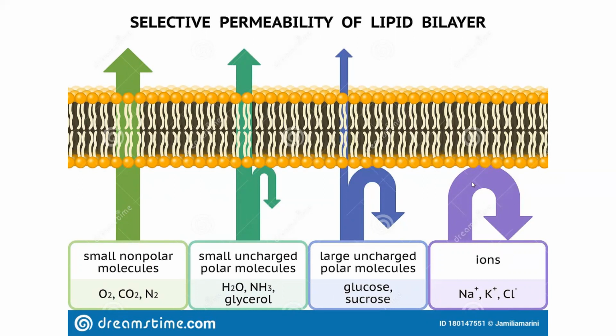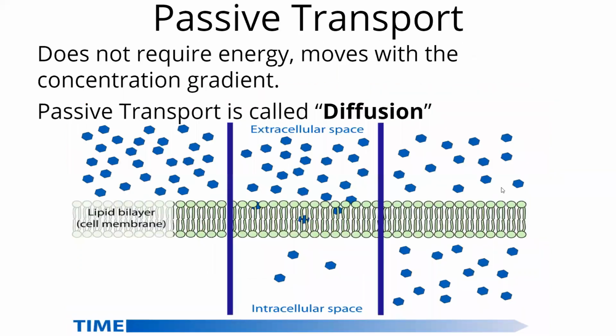But ions cannot. Ions are charged. Because they are charged, they cannot get through this hydrophobic center here. Really, really polar. So they are not going to get through it at all. If you need to get ions across, you need to use a transport protein.